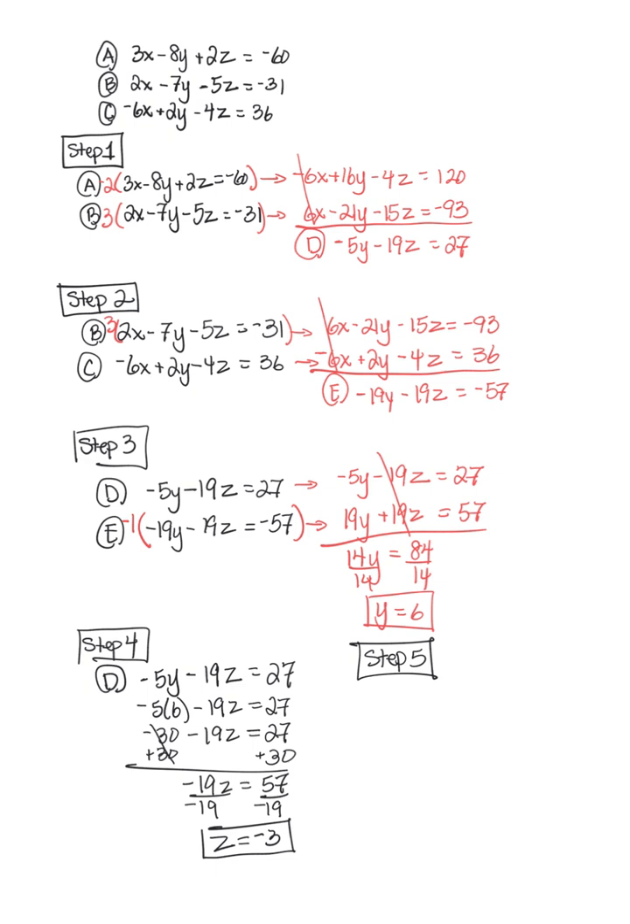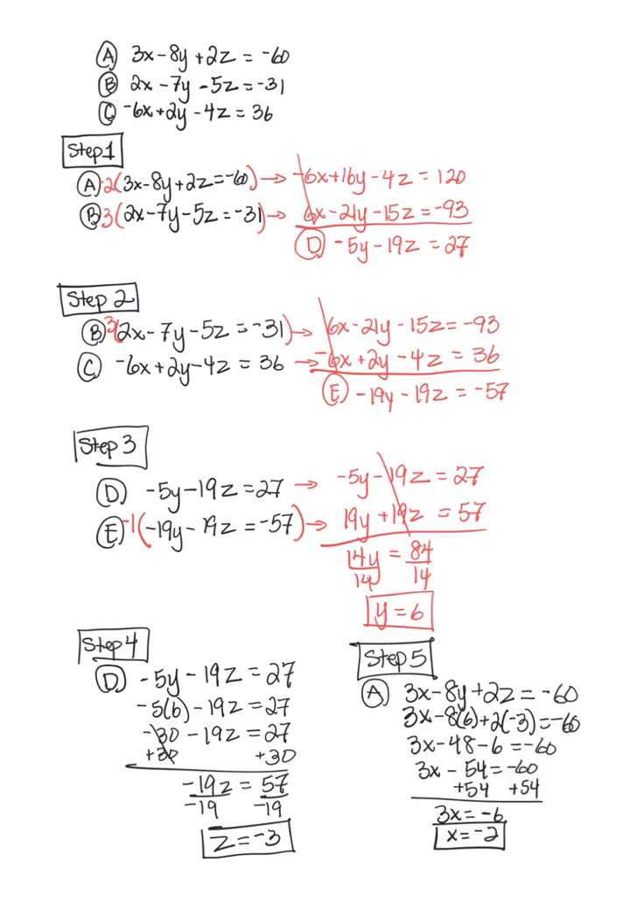So you can just go back up and you can choose any equation that you like from the 3 originals. Okay, so for example, I could choose the first one, which was equation A, and do 3x minus 8y plus 2z equals negative 60. And then I'm just going to be solving for x, right? Because I don't know what x is. And I know that y is 6. I know that z is negative 3. And there's the rest of that solution.